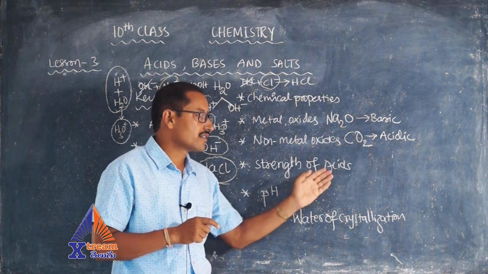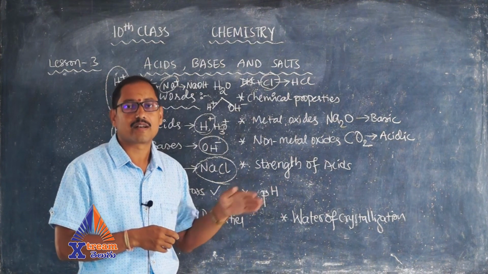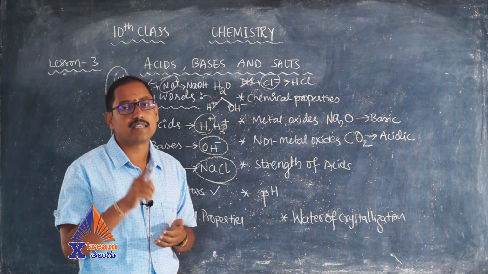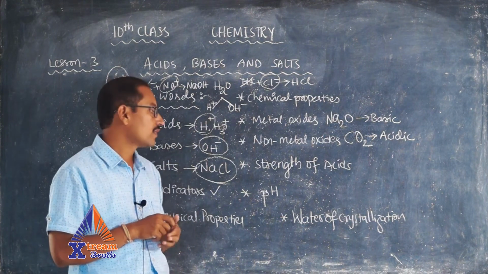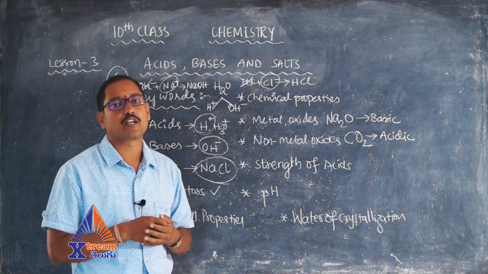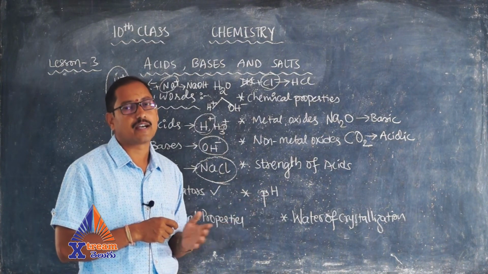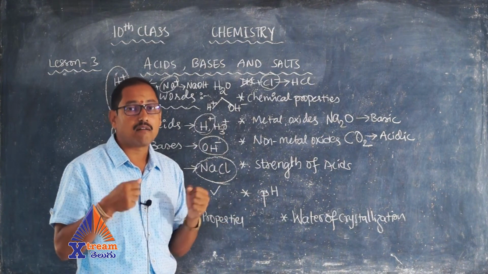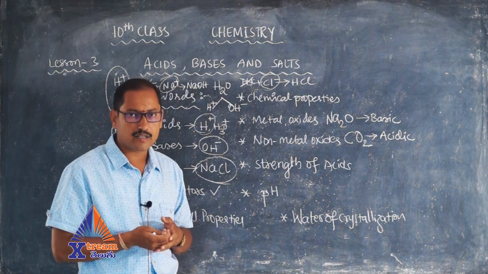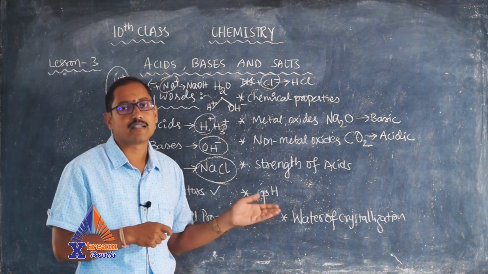Now, how strong or how weak an acid is, is called the strength of the acid, and it is understood by looking at its pH value. Now let us understand what pH is. pH is nothing but potence of hydrogen ions. P stands for potence, H stands for hydrogen ions. Potence means power. Power of hydrogen ions. If more hydrogen ions are there, then it is a powerful acid. If fewer hydrogen ions are there, then it is a weak acid.